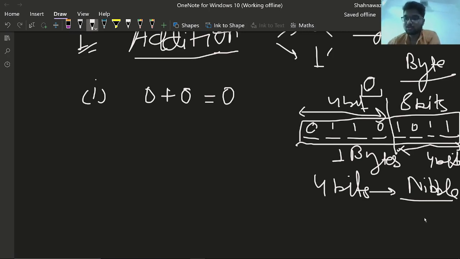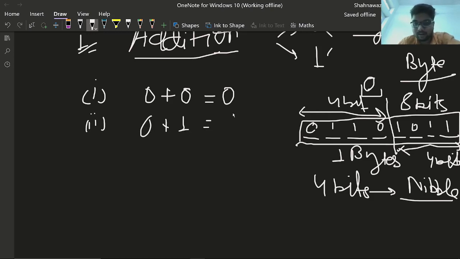The first rule you have to remember is that when 0 is added with 0, the result is always 0. What is the second rule? If we add 0 with 1, it will always give 1. I think you have understood. Then what is the third rule? What if this bit changes to 1 and this bit changes to 0? Then it's a combination.